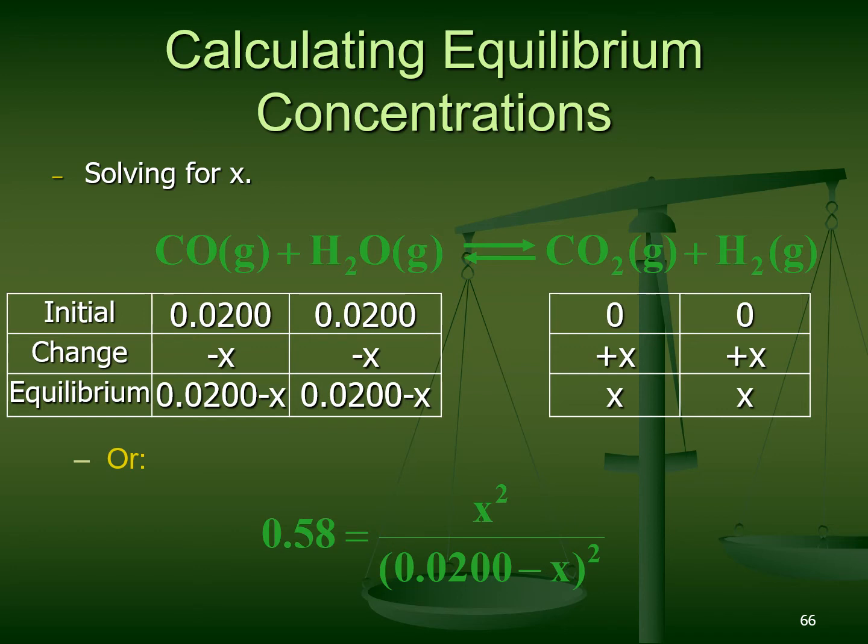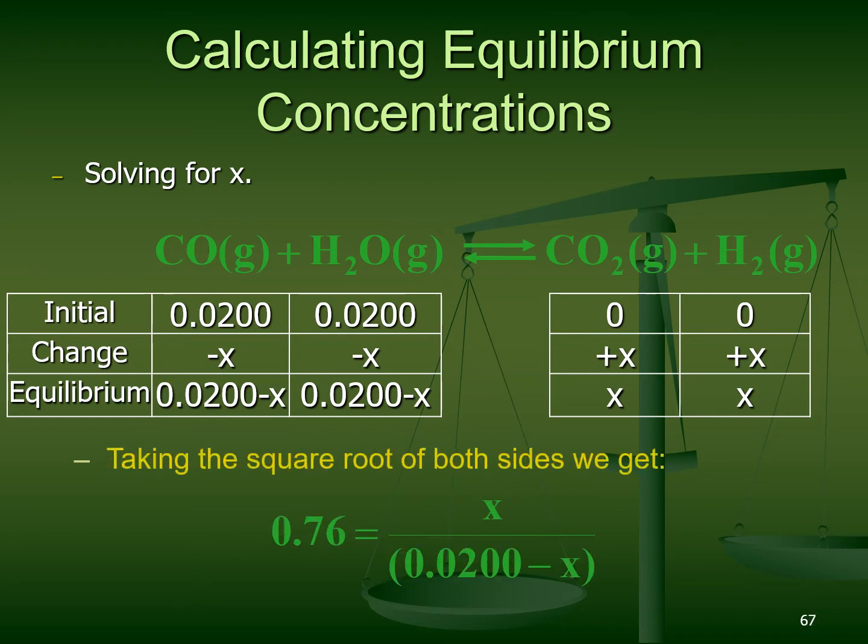So if we take the square root of both sides, the square root of 0.58 gives us 0.76. The square root of x squared over 0.02 minus x quantity squared gives us x over 0.02 minus x. So now we multiply both sides by 0.02 minus x. So we have 0.76 times 0.02 minus x equals x.